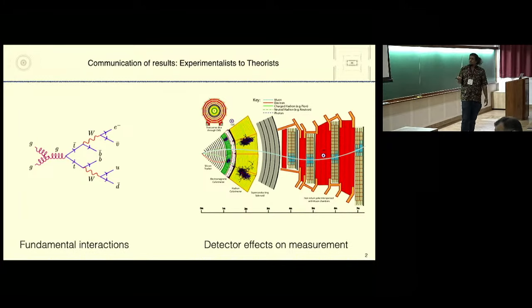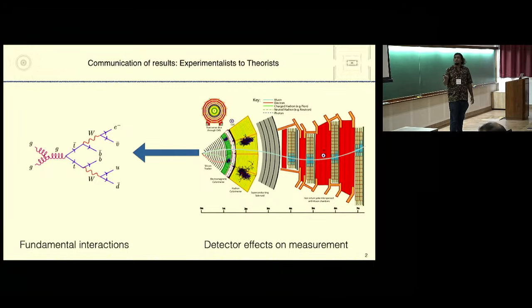Whereas you might sometimes want to unfold those detector effects. So remove those detector effects and try to guess what the actual distributions would have been like if your detector was perfectly precise, for example. And this is important to communicate our results from experiments to theorists.